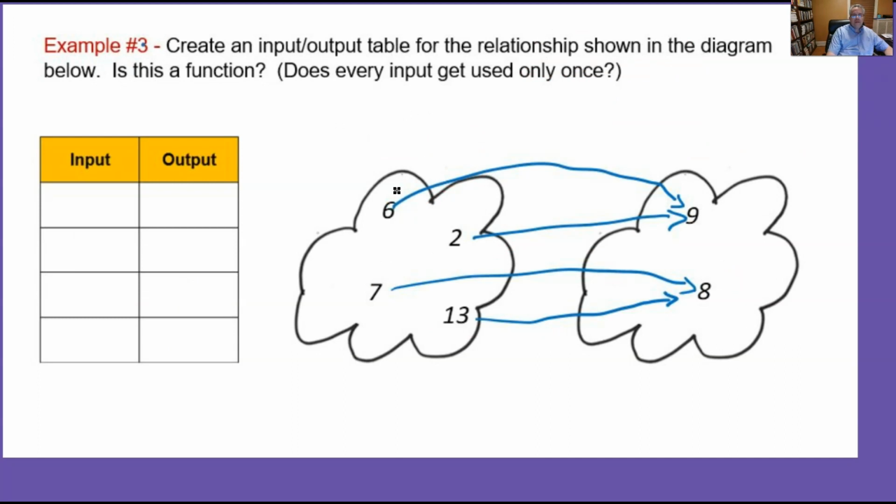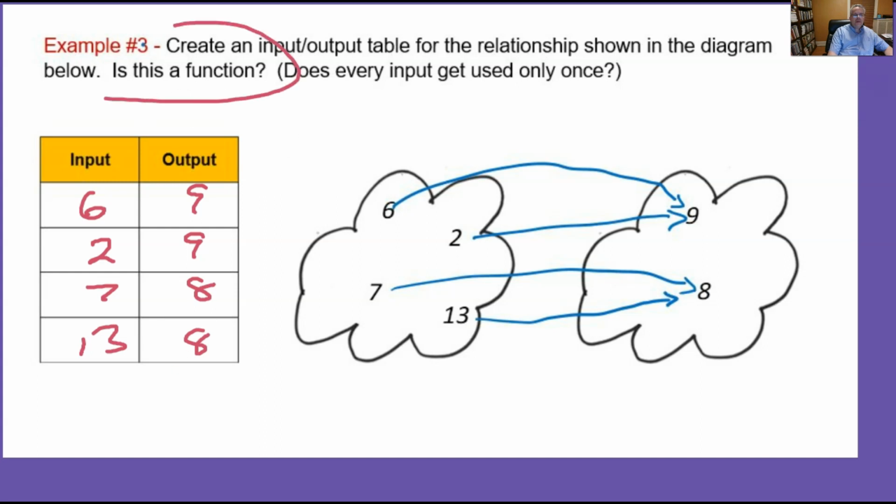All right, well, real quick, let's try this one. It says create a table for this one. All right. Well, when the input's 6, the output is 9. When the input is 2, the output is 9. When the input is 7, the output is 8. And 13 gets sent to 8 also.